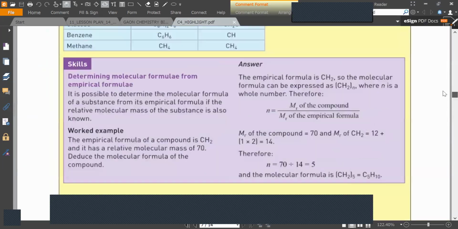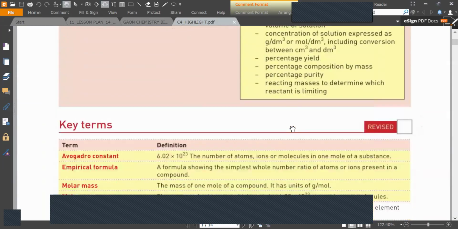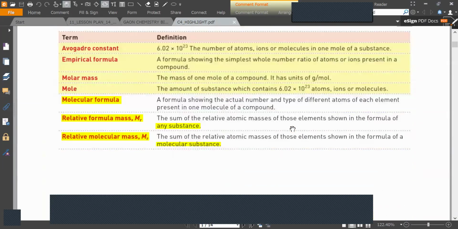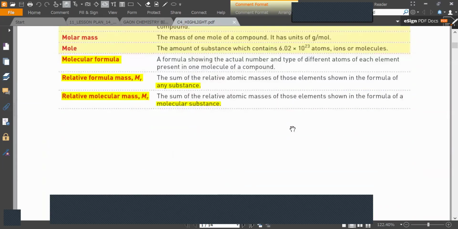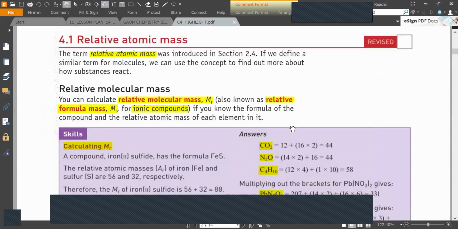This is a big topic. This is all about calculations, so you need to memorize quite a bit of formula here. These are the key terms that we need to know, and we'll come into this later. Relative atomic mass is just talking about the elements in the periodic table.